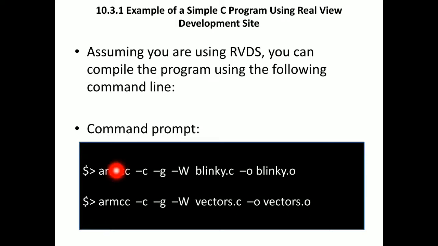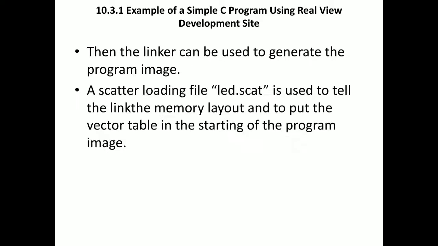And this is about compiling the vectors.c file. We will also get the vectors.o object file. This is about generation of the object file. Next we need to generate the ELF file. Then we need to link the file, and we need to generate the .elf file. For that we need to run the scattering script. The scattering script will be written in the name of led.scat.